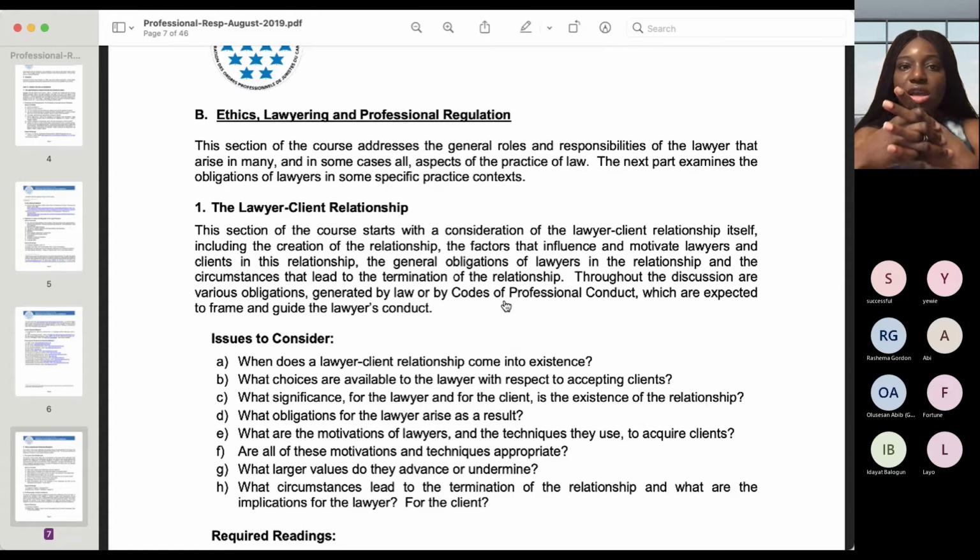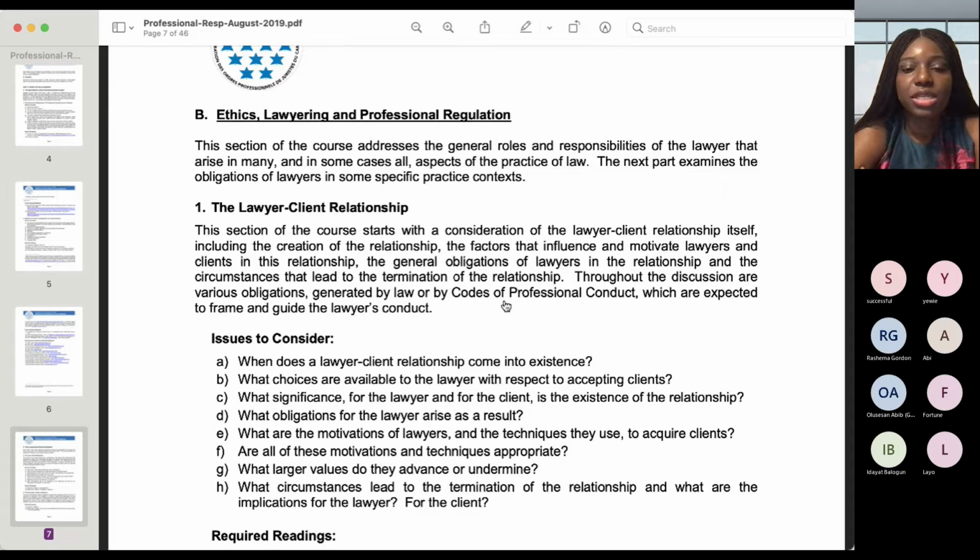The first thing that you're going to discuss there is the lawyer-client relationship. And like I said earlier, the lawyer-client relationship has 3 parts, the start, the middle, and the end, okay? Now, the start is talking about formation of the lawyer-client relationship. The middle is the relationship itself. And the end would obviously be terminating that relationship. How can you terminate? When can you terminate? What is expected of you before you can terminate that relationship?